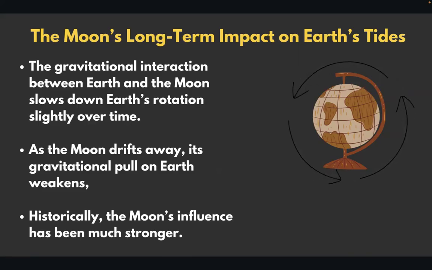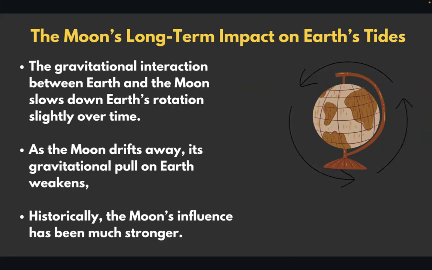Moving on to the moon's long-term impact on Earth's tides. The moon's influence on tides is not static. It is changing over time, and these changes have long-term impacts on Earth. One key factor is tidal friction, where the gravitational interaction between the Earth and the Moon slows down the Earth's rotation slightly over time. As a result, the length of a day is gradually increasing by about 1.7 milliseconds per century.